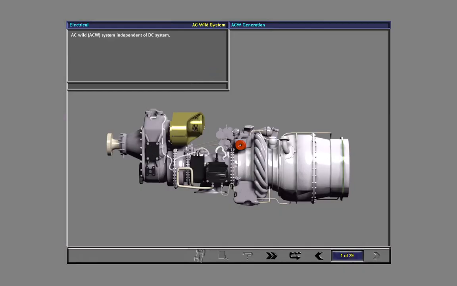The AC wild (ACW) system is independent of the DC system. Can you remember which component drives the ACW generators on each engine?